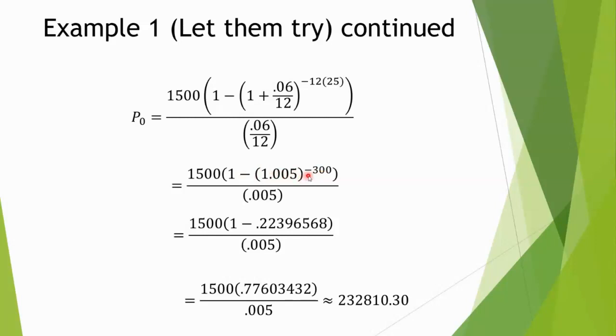1 minus this. Right? 1.005 to the negative 300. If you do that in your calculator, you could do it now if you want. You should get this number. Then you have 1 minus that. Multiply by 1500, divide. All together, you should get this. $232,810.30. Okay?